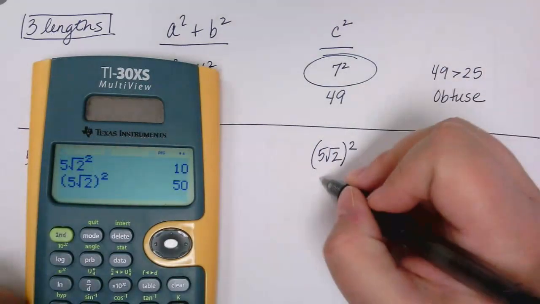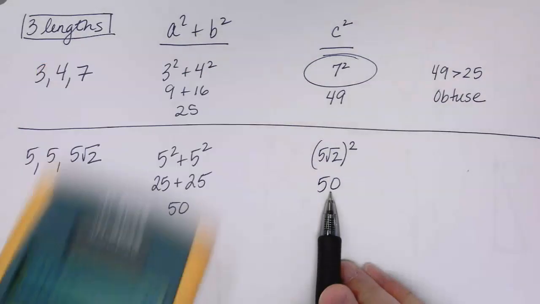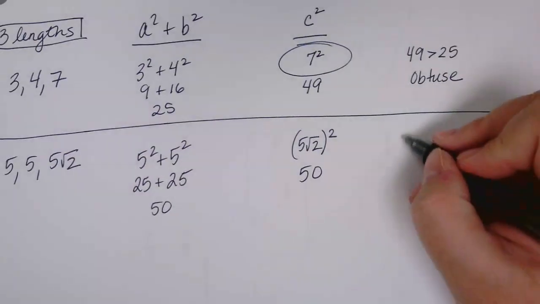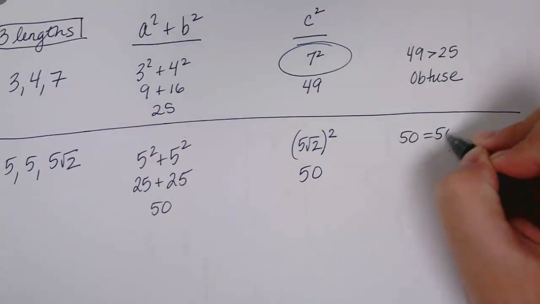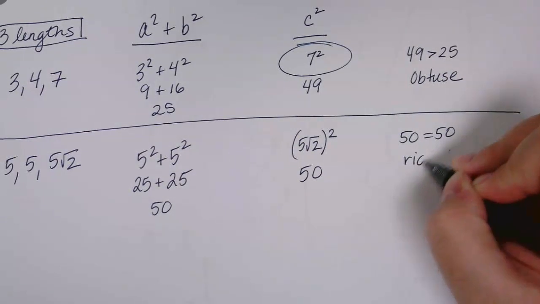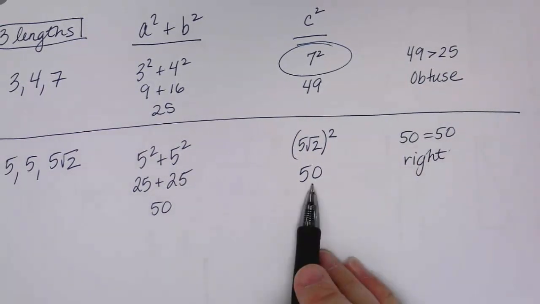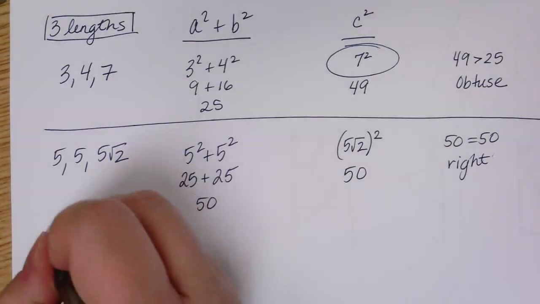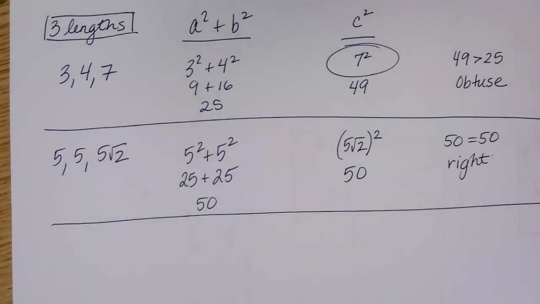And that's 50. Okay? So is this bigger, smaller, or the same as what I got for a squared plus b squared? It's the same. 50 is equal to 50. So this is a right triangle. Remember, if c squared is the same as a squared plus b squared, then it's a right triangle. All right. Let's see if I can find a good acute example.